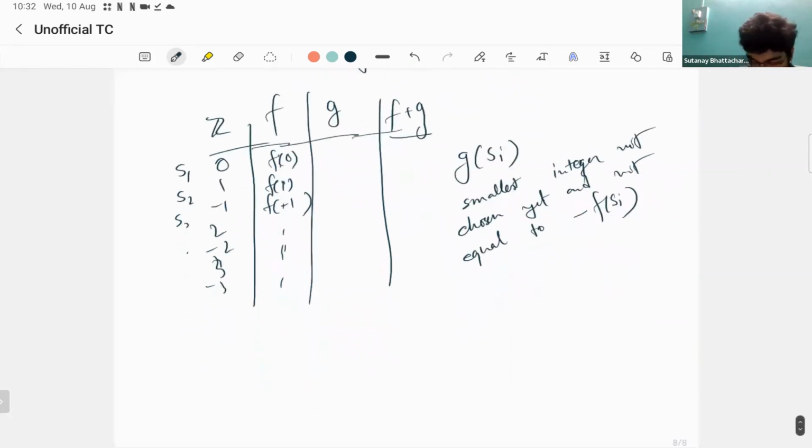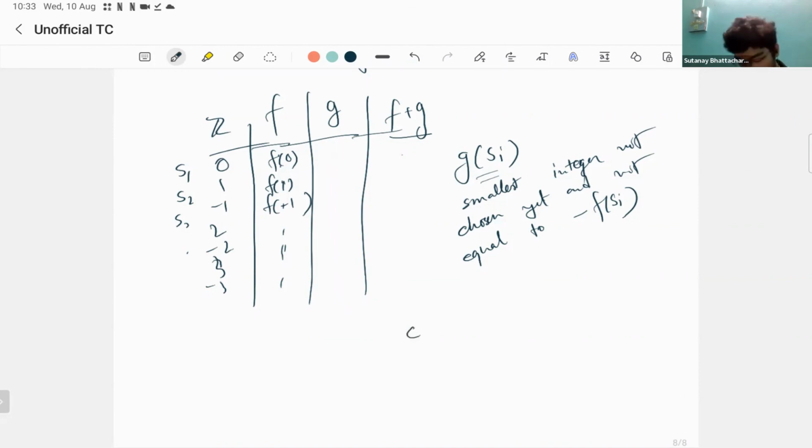So does this always work? Well, no, this doesn't always work. But when does it not work? The condition that f plus g is not surjective follows from the definition. So the only way this construction could fail is when g happens to be not surjective, which means there's some number that does not occur in this column, say c.